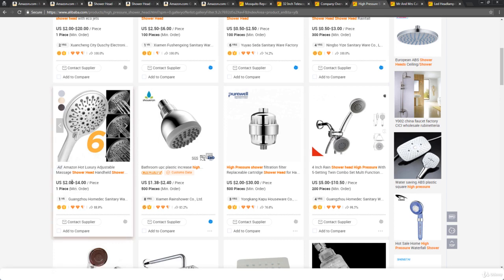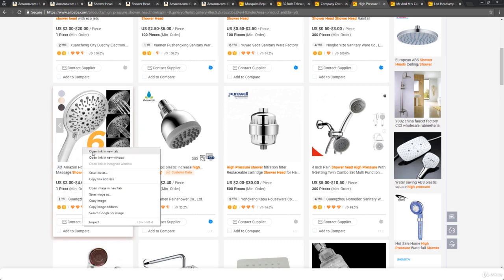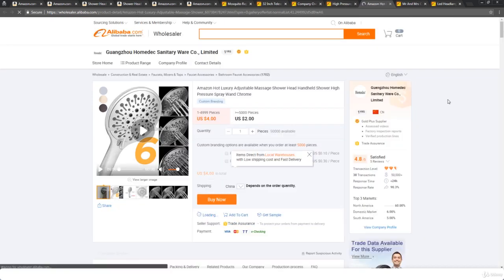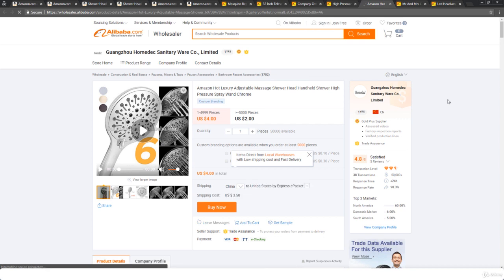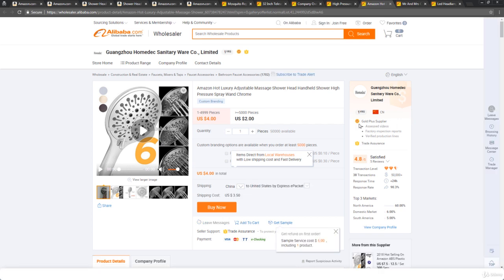Now this one only has 1 year of history. Just let me open it though, just in case. Right, this one's okay because although it only has 1 year of history, it has the Gold Plus Supplier. So the Gold Plus Supplier, this is a premium seller. So even though this seller has only been 1 year on Alibaba, this would still be okay.